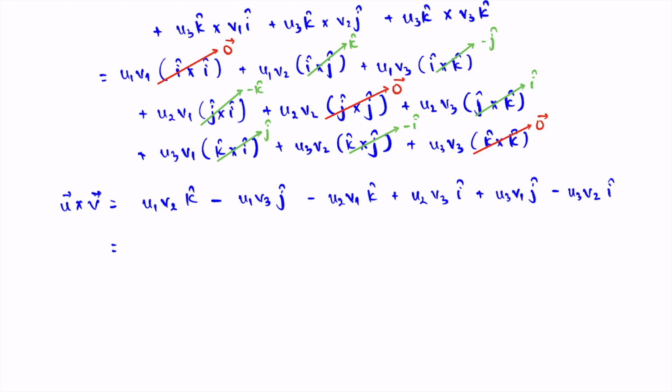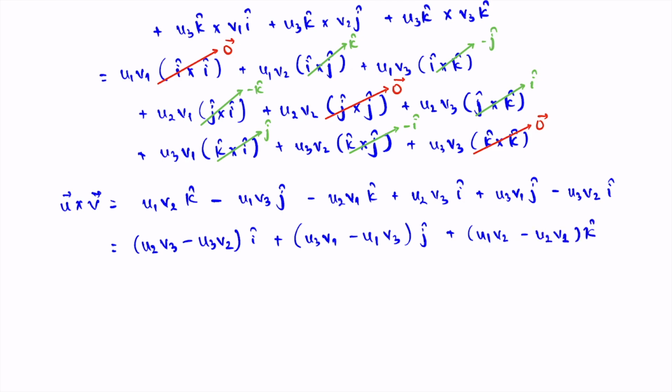So anything related to i, you put them together. Anything related to j, you put them together. And anything related to k, you put them together. So now you have u2 v3 minus u3 v2 i plus u3 v1 minus u1 v3 j hat plus u1 v2 minus u2 v1 k hat.